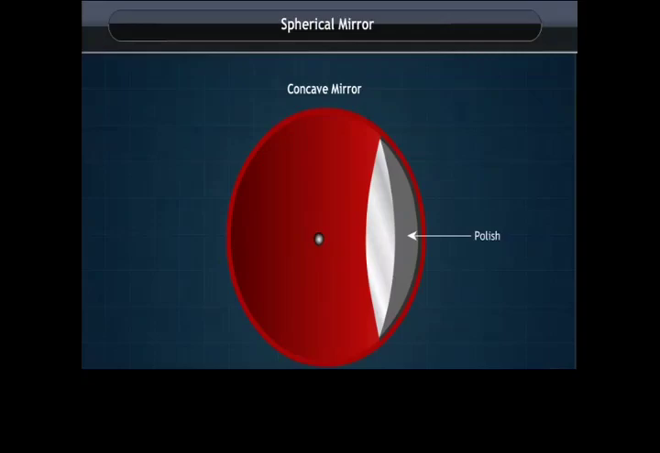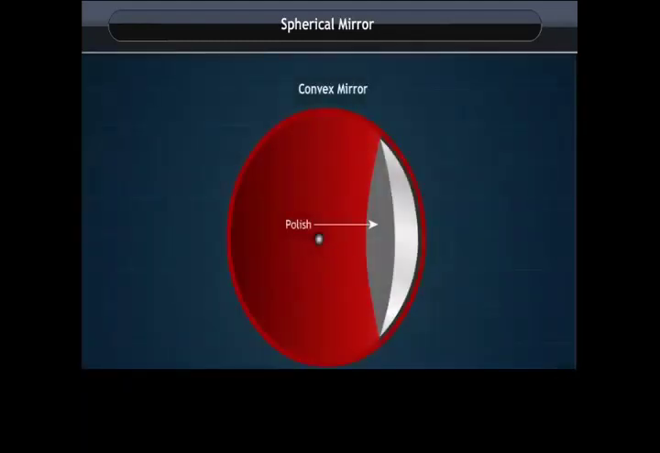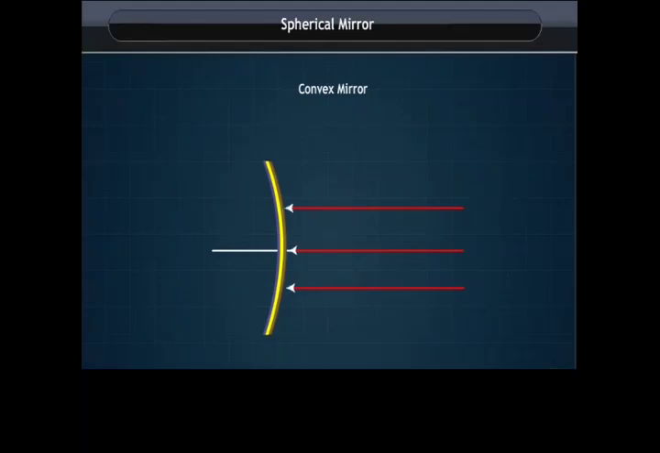Concave mirror. Concave mirror is a spherical mirror whose reflecting surface is curved inwards. Rays of light parallel to the principal axis after reflection from a concave mirror meet at a point or converge on the principal axis. Convex mirror. Convex mirror is a spherical mirror whose reflecting surface is curved outwards. Rays of light parallel to the principal axis after reflection from a convex mirror get diverged and appear to come from a point behind the mirror.